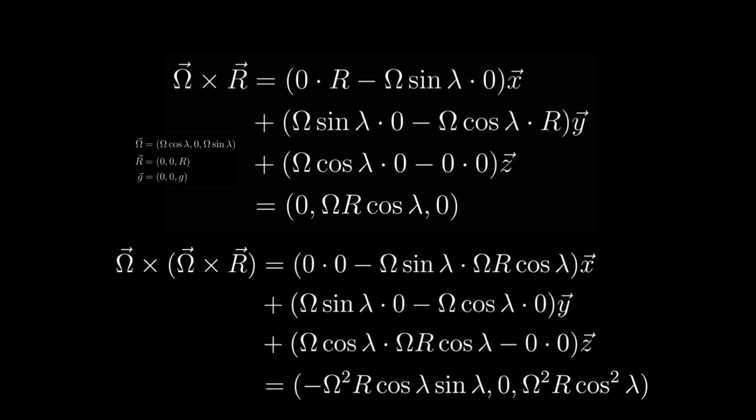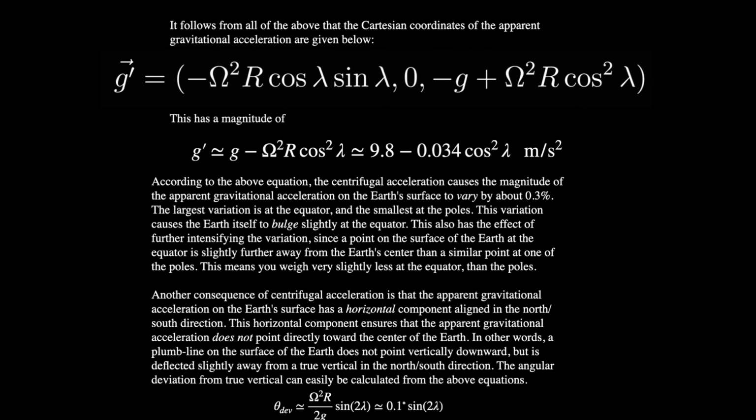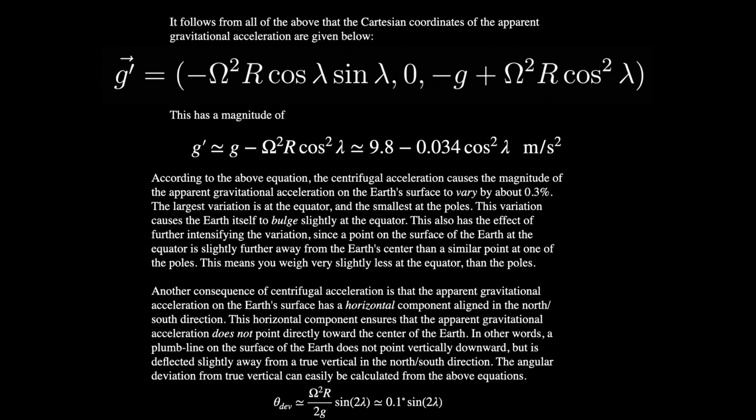The sine lambda and cosine lambda are there because we're looking at something that's changing with latitude, or a difference in latitude, and we want to see the magnitude of this double cross product at different latitudes. So let's take a look and see what that all rolls up to be. All of the above then says the apparent gravitational acceleration is given below. So we've replaced that original g tick vector with the above in this parentheses notation: x, y, z. So x is the first entry, 0 is the y entry, and z is the last entry.